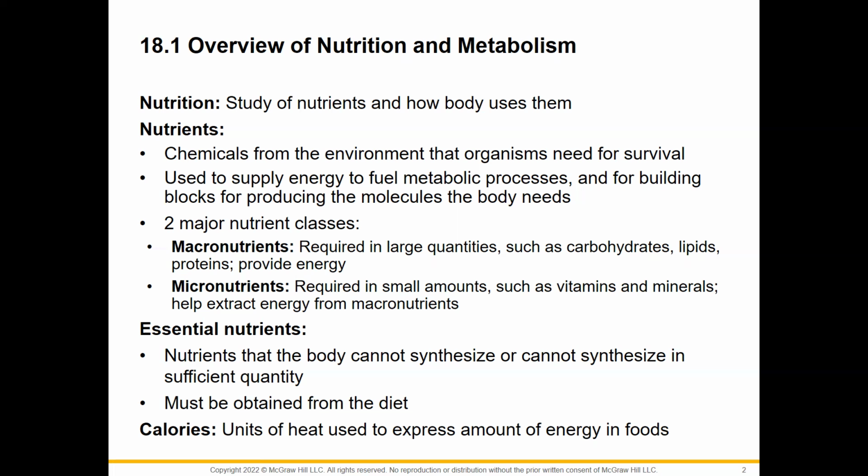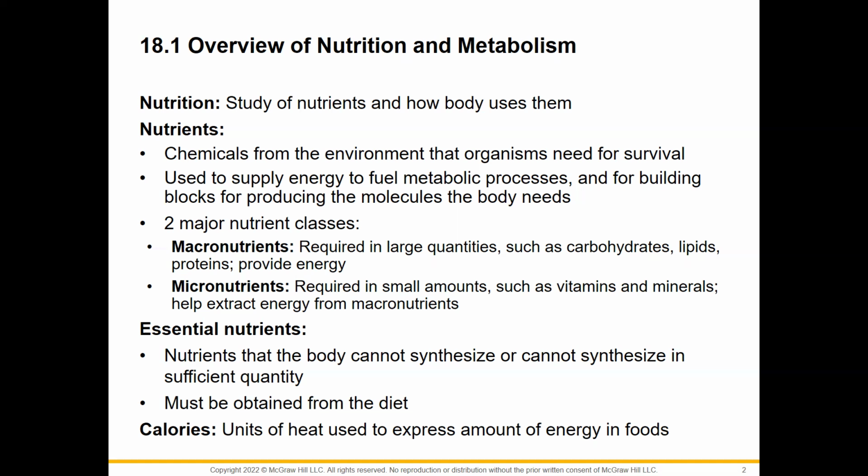All right. Macronutrients are required in large quantities. These are things like carbohydrates, lipids, and proteins. This is typically what you hear about all the time when a quote unquote nutrition expert, a conventional doctor, or someone of the like talks about nutrients. Usually they're talking about these macronutrients, and they're very important, but they're not the only things we need.